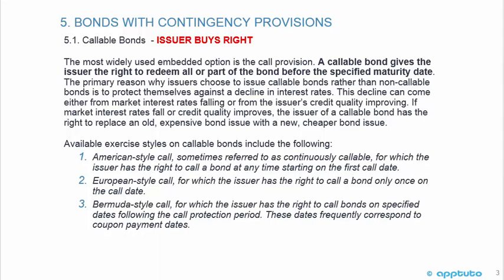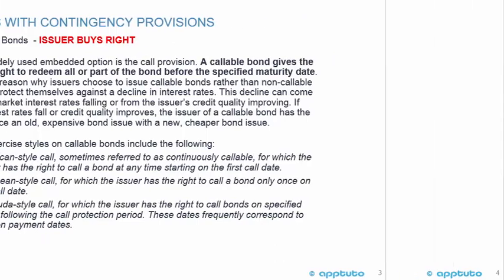2. European style call, for which the issuer has the right to call a bond only once on the call date. And finally, number 3, a Bermuda style call, for which the issuer has the right to call bonds on specified dates following the call protection period. These dates frequently correspond to coupon payment dates.